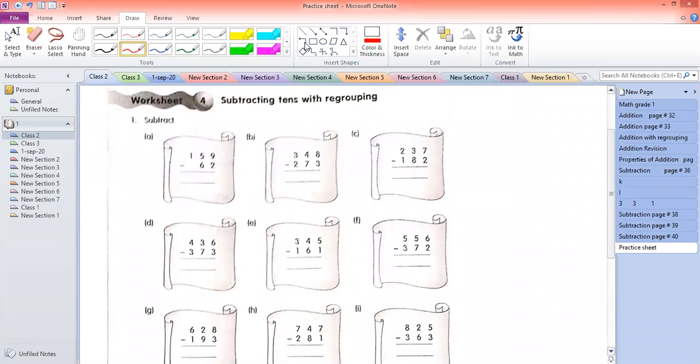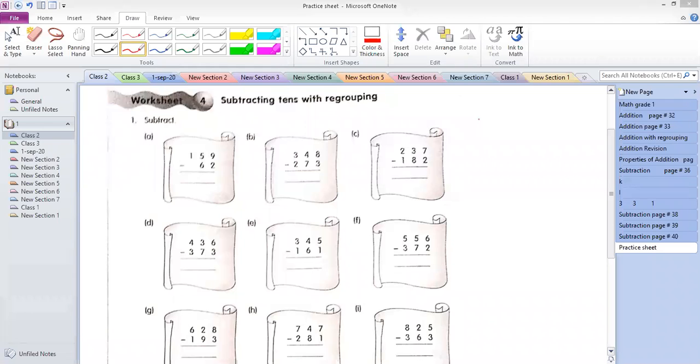I'll take one participant to help me out. Saud Al-Hamir, can you hear me? Yes. Saud, 9 minus 2 is equals to? Can you see the screen? Yes. This is 9 minus 2.